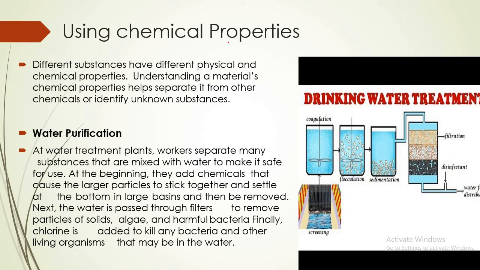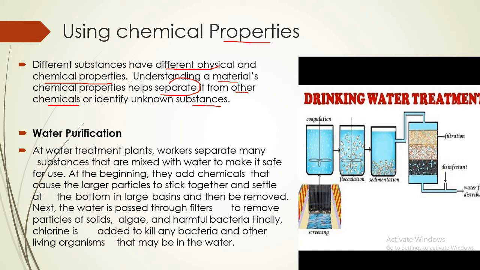Using chemical properties. Any material or substance has different physical or chemical properties. So different substances have different physical and chemical properties. Understanding a material's chemical properties helps separate it from other chemicals or identify an unknown substance.